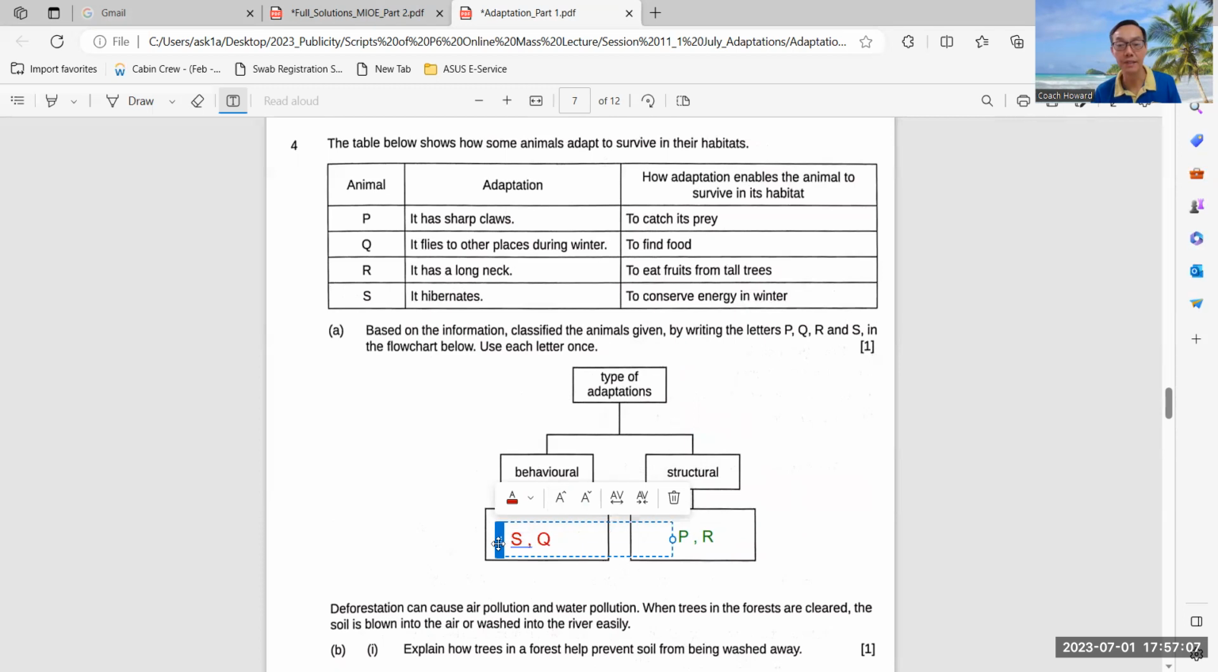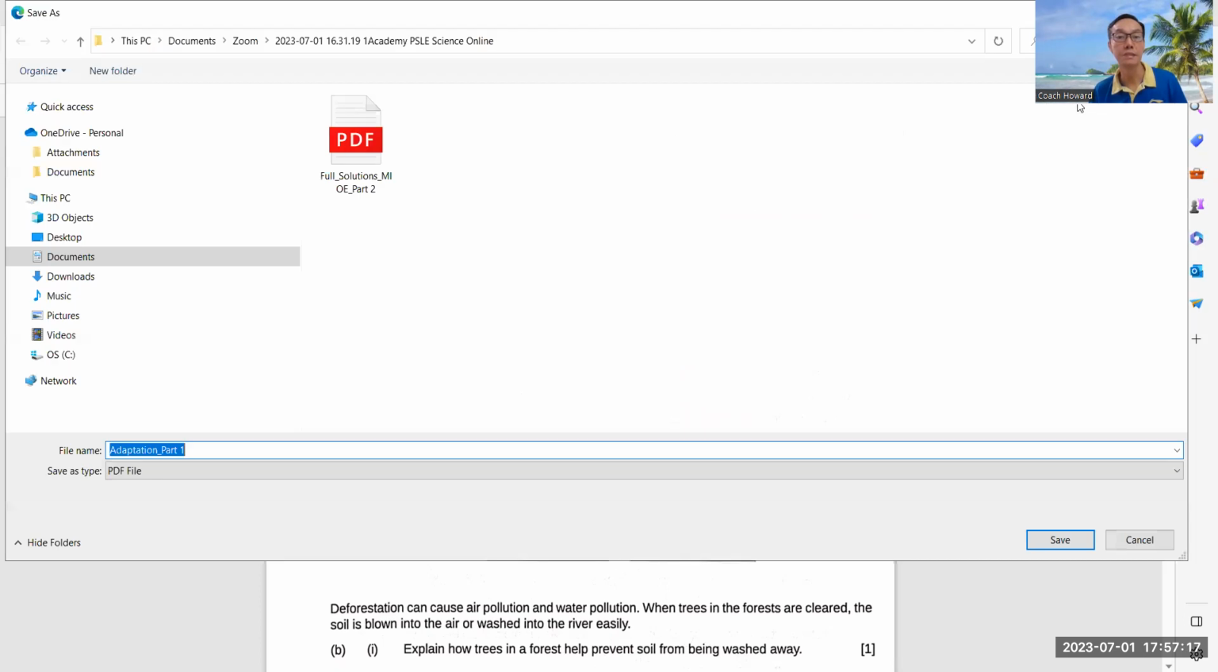Okay, this part, behavior. Okay, let me save something first. Full solution. Adaptations. Adaptation part 1. Save.